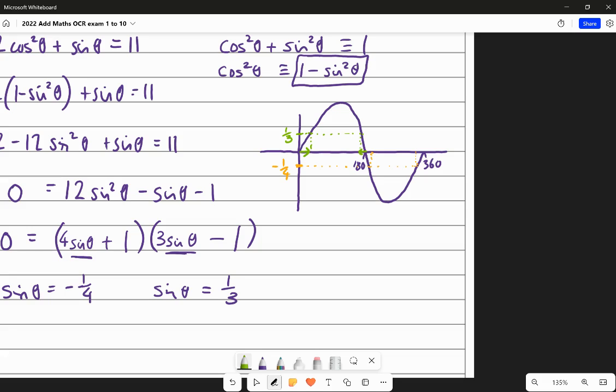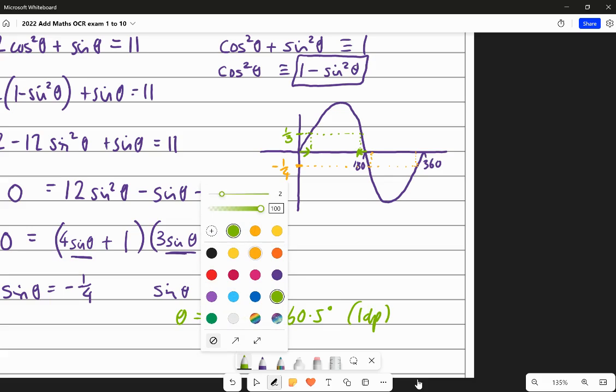Sine to the minus 1 of 1/3 gives us theta is 19.47... So 19.5 degrees to 1 decimal place. I'm not going to be doing any further calculations, so it's okay to round at this point in time. And therefore, the other value from 1/3 is 180, take away the 19.47, which is 160.5 to 1 decimal place. So those are the two solutions from that.